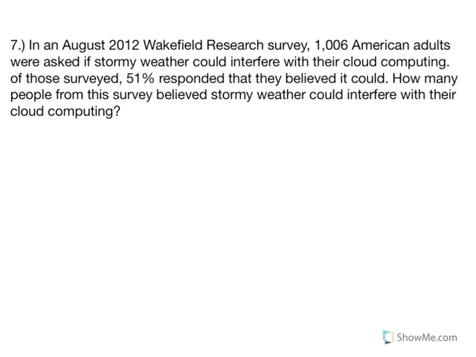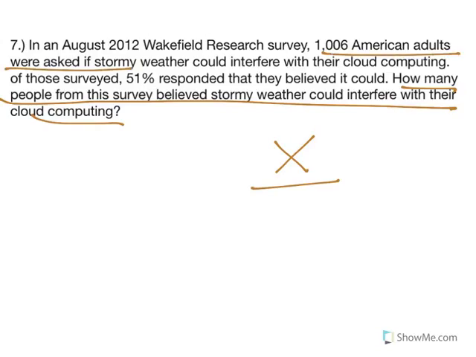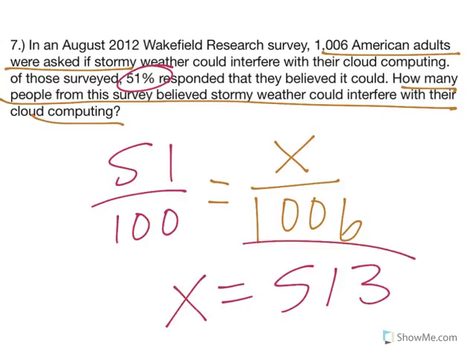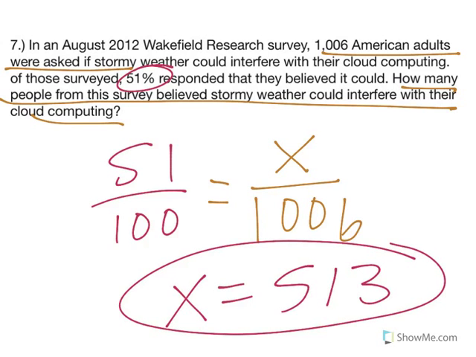And number 7, let's go ahead and read the whole question first. 1,006 American adults were asked if stormy weather could interfere with their cloud computing. Of those surveyed, 51% responded they believed it could. How many people from the survey believed it could? Okay, so now we're asking how many people from the survey believe a certain thing, and that's part, right? So this is how many were asked total. Got that one right. And then again, we have percent. Percent is always over 100. So we end up with 513 people believe a certain thing about stormy weather.